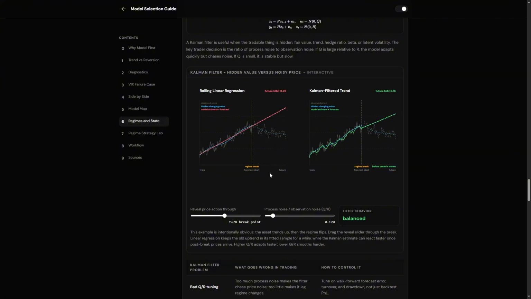So let's first keep it at default settings. As I reveal the price action, the Kalman filter trend adapts pretty quickly to the break, while the rolling linear regression can't adapt quickly enough to capture the change in direction. Now let's make it very fast and noisy. I will move it slowly. As you can see, every tiny wiggle affects the forecast significantly. That's the problem. It adapts quickly, but it also captures the noise much faster than you actually want.